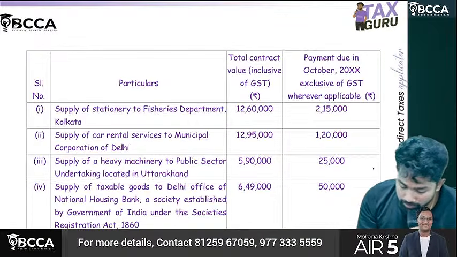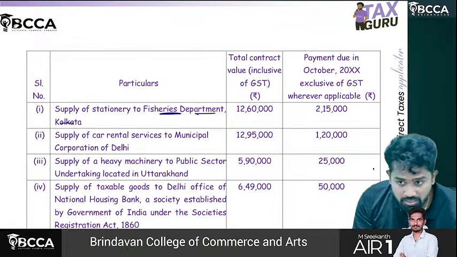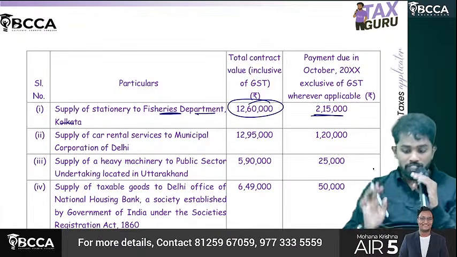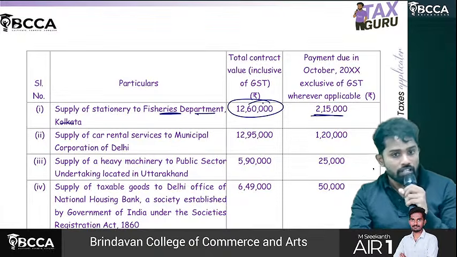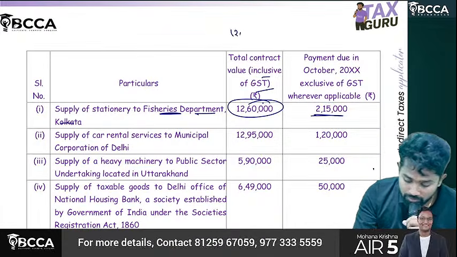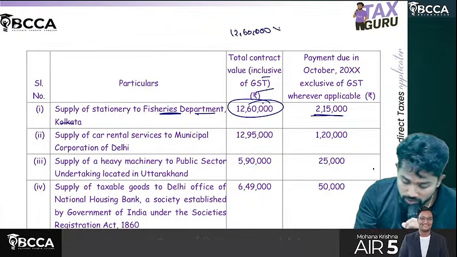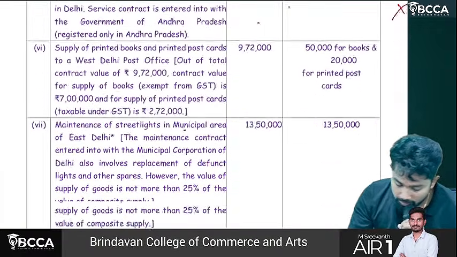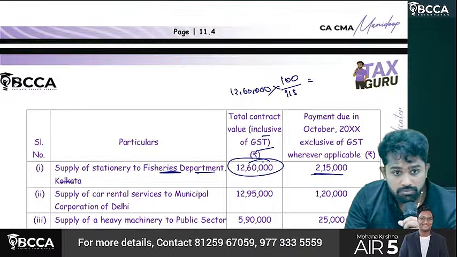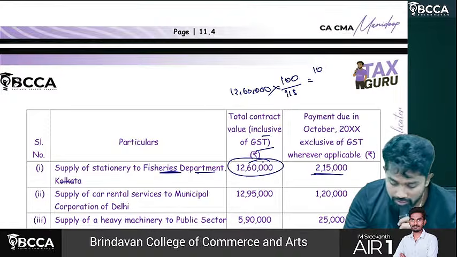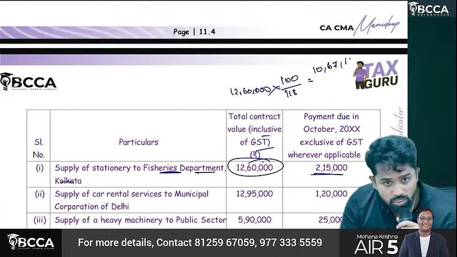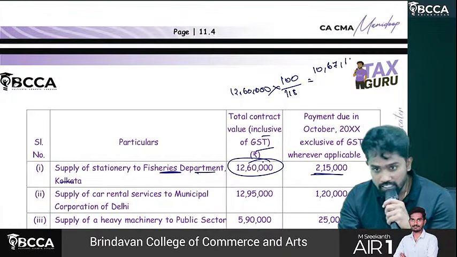First one, supply of stationery to fisheries department, how much, sir? 12,60,000. Payment made is how much? 2,50,000. Sir, usually what we'll check, contract value is how much? 12,60,000. Okay, and they said inclusive of GST. You do exclusive of GST, how much? 12,60,000 into, what is the tax rate given, sir? 18%, into 100 by 118, you do how much? 10 lakh. Okay, something more than 2,50,000. Actually TDS applicable. It's okay.